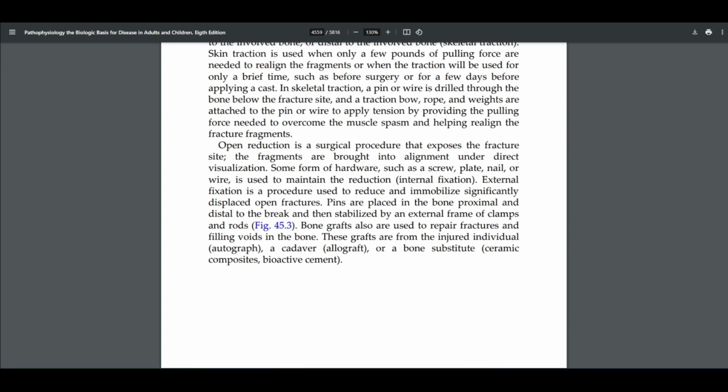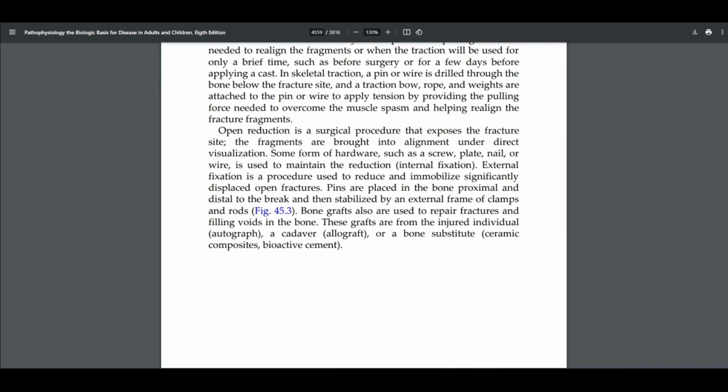Open reduction is a surgical procedure that exposes the fracture site. The fragments are brought into alignment under direct visualization. Some form of hardware, such as screws, a plate, nail, or wire, is used to maintain the reduction. External fixation is the procedure used to reduce and immobilize significantly displaced open fractures. Pins are placed in the bone proximal and distal to the break, and then stabilized by an external frame of clamps and rods.